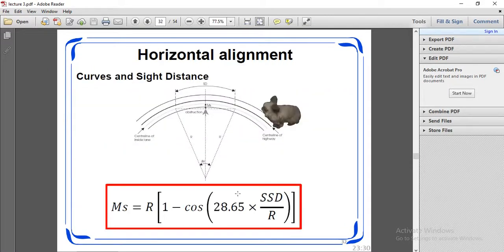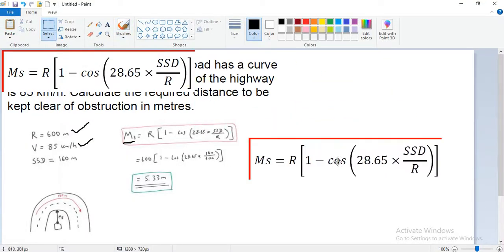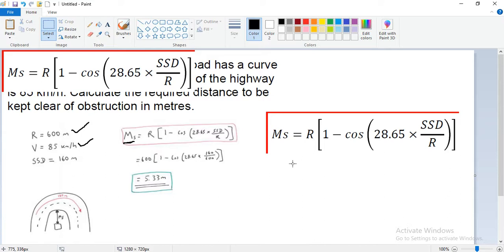What is the formula then? 28.66 is in the formula. Okay, this is the original formula we can see. Now this is the main formula, so we just require to put the value here.